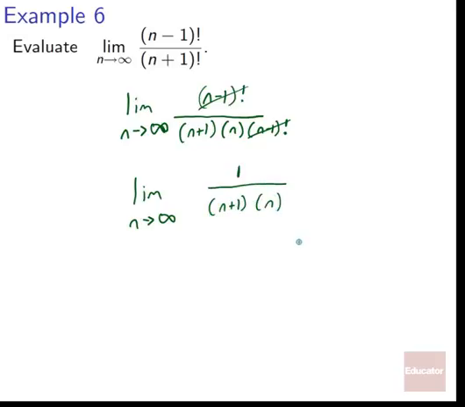So now we can see as n goes off to infinity, our top doesn't change at all. It's just a constant in this case. But our bottom, (n plus 1) times n, is going to get larger and larger as n goes off to infinity. That means our bottom's growing, but our top's just staying the same. So in the long run, the fraction will get crushed down to zero. So the limit of this sequence is zero.